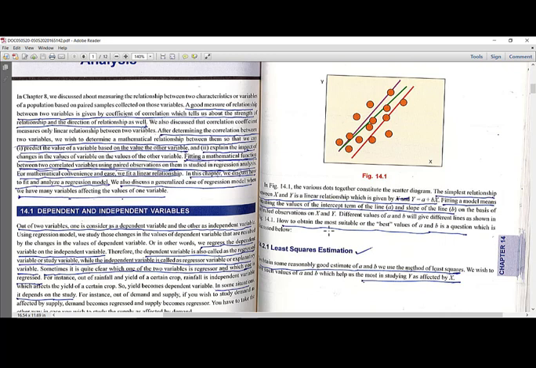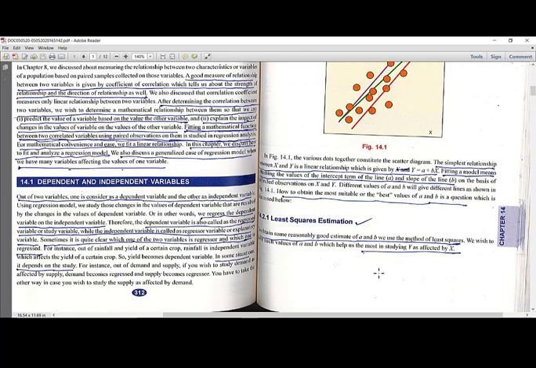This line is for a particular set of a and b, and this line is for another set of a and b, and this green line is for another set of values of a and b. That is why here it is written, different values of a and b will give different lines, as shown in this figure. How to obtain the most suitable or the best values of a and b is a question which is discussed now. For that purpose, we take the help of least squares estimation.